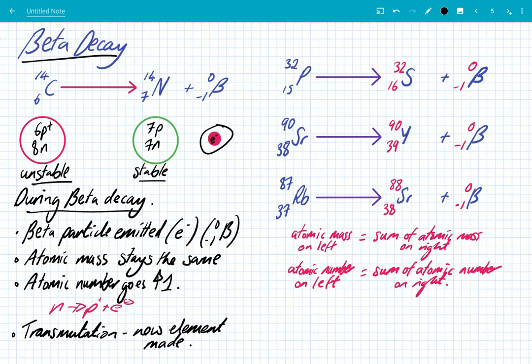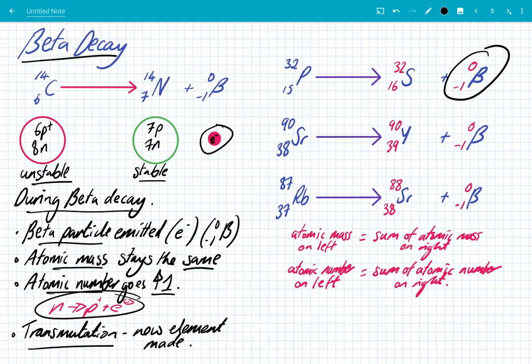During beta decay, a beta particle is emitted. The atomic mass is the same, it stays constant, and the atomic number goes up by 1. And that's because a neutron decays into a proton and an electron, and that electron cannot exist in the nucleus, so it's kicked out. This word transmutation is important. A new element is always made. In your decay equations, all you need to remember is the symbol for beta, 0, minus 1. And the atomic mass on the left must equal the sum of the atomic masses on the right, so you can check that. And the atomic number on the left must equal the sum of atomic numbers on the right. If you follow all these rules, you can't go wrong.